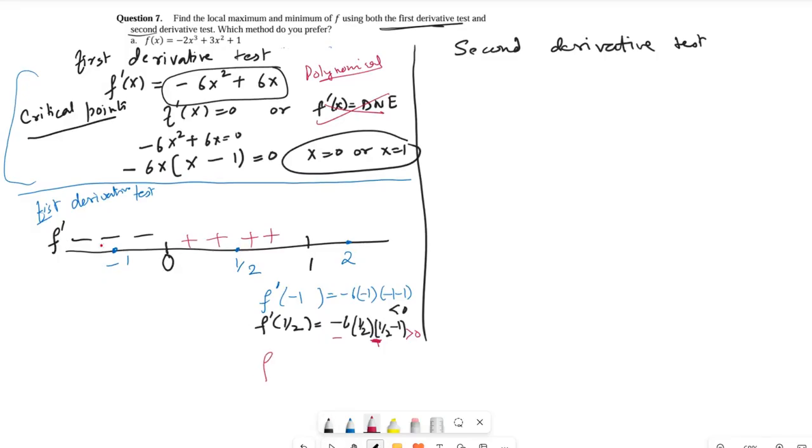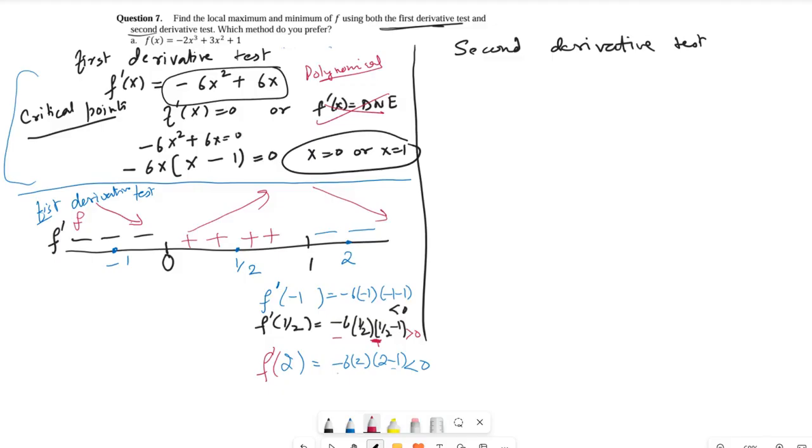So the first derivative is positive here. Let's do the last one. f prime at the last test point, 2. Negative 6 times 2 minus 1. This is negative. Everything else is positive. So completely this has to be a negative number. So we have negative. What does that mean for the function? f is decreasing before 0. f is increasing because the first derivative is positive, that means f is increasing from 0 to 1. The first derivative is negative, therefore f is decreasing from 1 onwards.